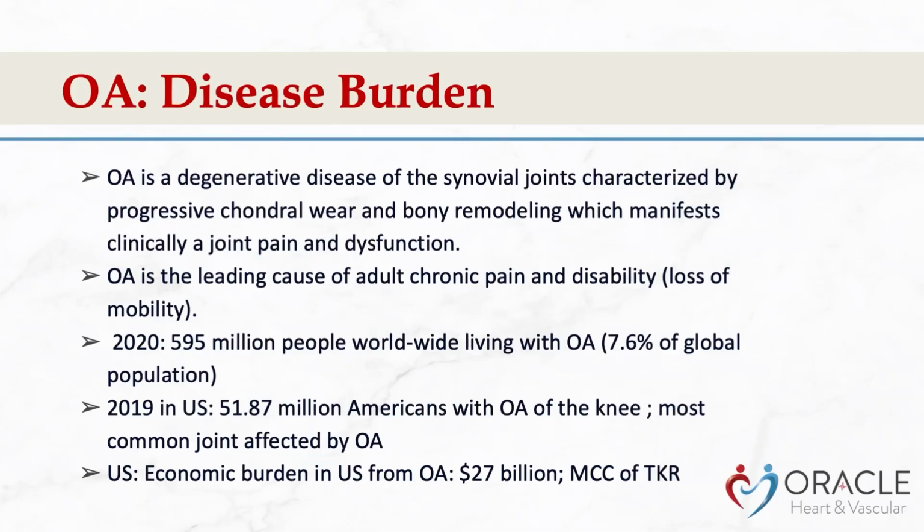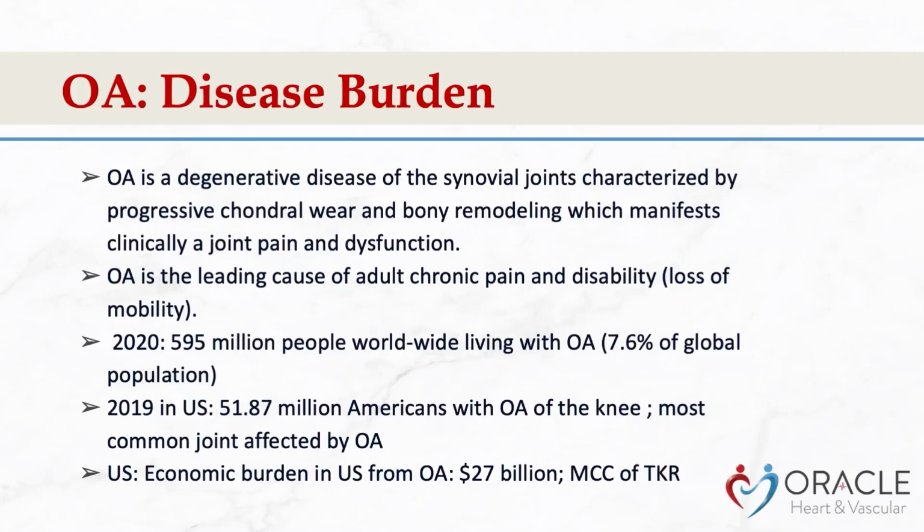So osteoarthritis is a degenerative disease of the synovial joints. So synovial joints are all the joints of the body that have these capsules around it, right? The hip, the knee, the hands. It is the leading cause of adult chronic pain and disability. The leading cause not only in the country, but also in the world, okay?